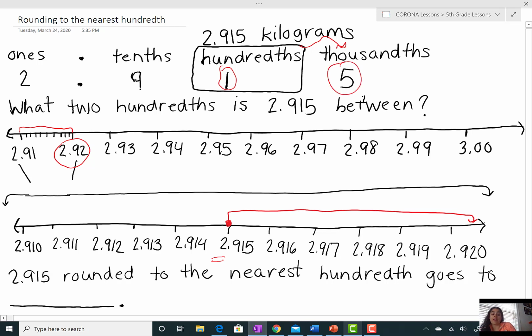So 2 915 thousandths rounded to the nearest hundredth goes to 2 92/100ths. Remember, if we're rounding in the hundredths place, that has to be the last digit of the number. The thousandths disappears because we are just talking about rounding to the nearest hundredth.